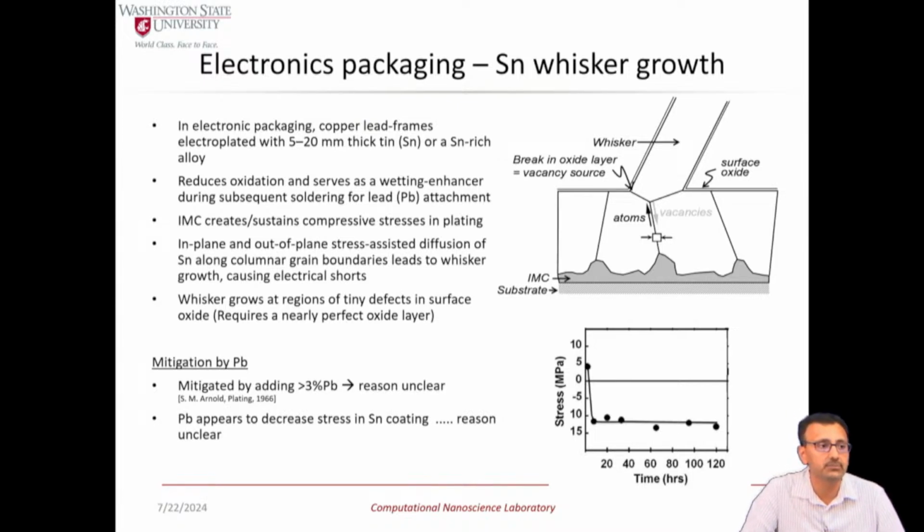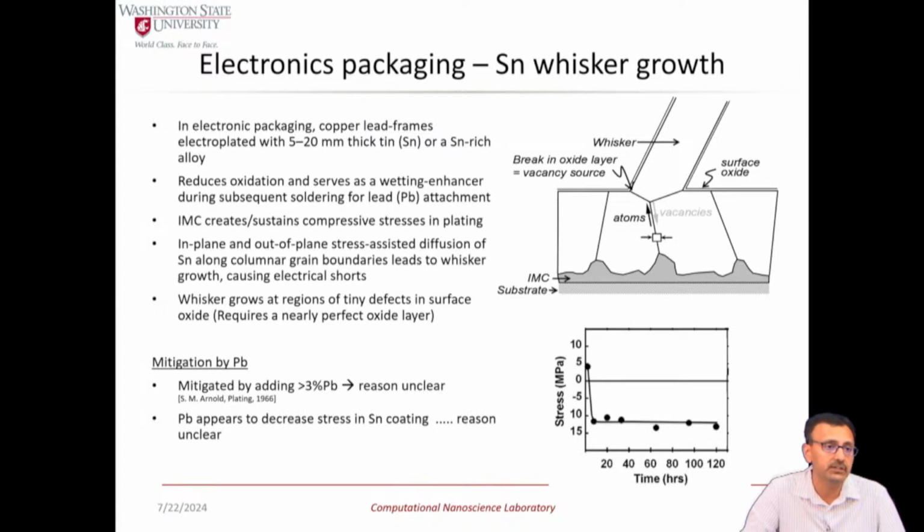Obviously, electronics have been around. We use them every day. So surely they have come up with a solution. Traditionally, the solution was to add a little bit of lead, about 3 to 4%, and it's not very well understood, but adding lead significantly reduces or almost nearly eliminates the formation of these whiskers from the surface. So why does this happen?